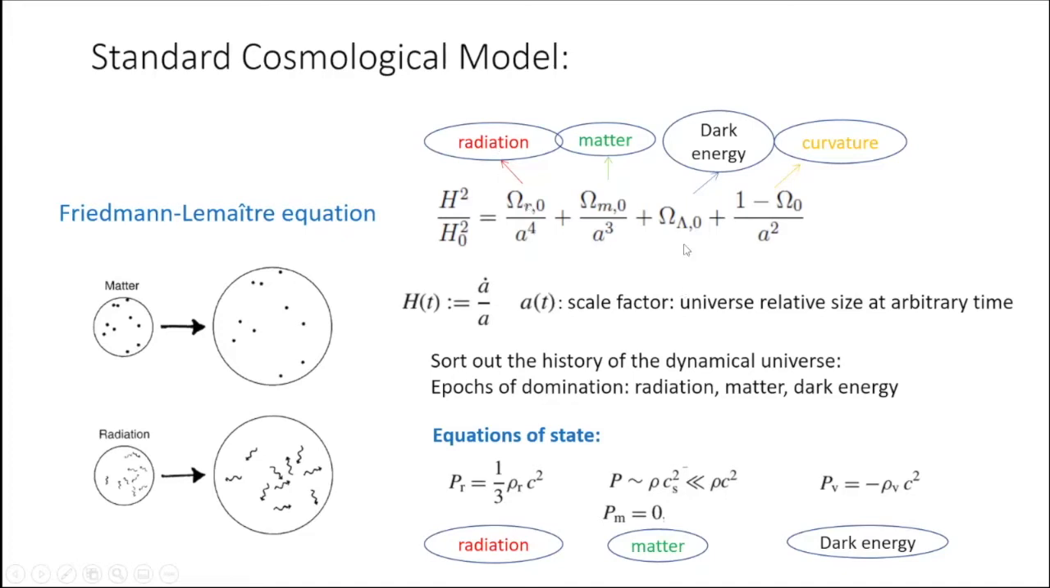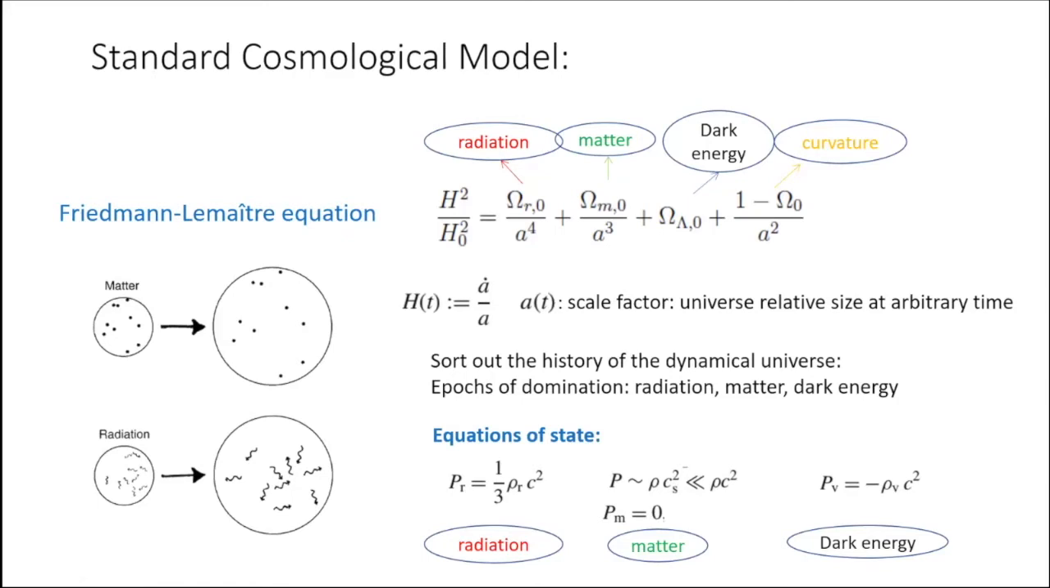And currently, it seems like we are dominated by this dark energy, in which omega lambda doesn't go down with time, meaning that as the universe grows larger, there are more and more of them, to make sure that the density remains constant.